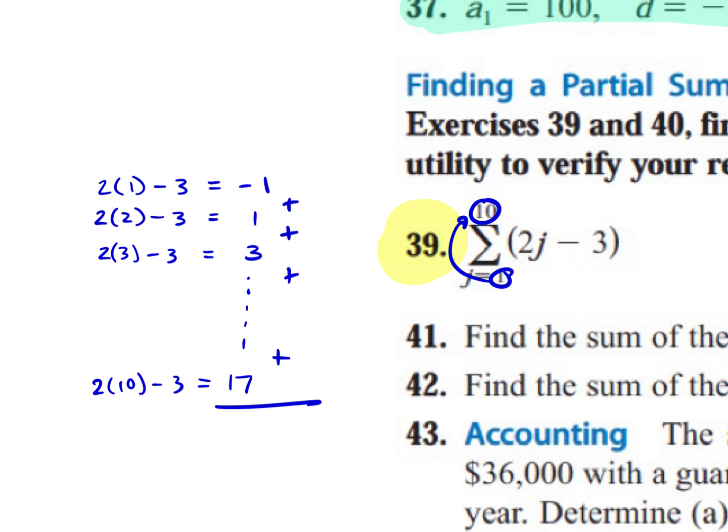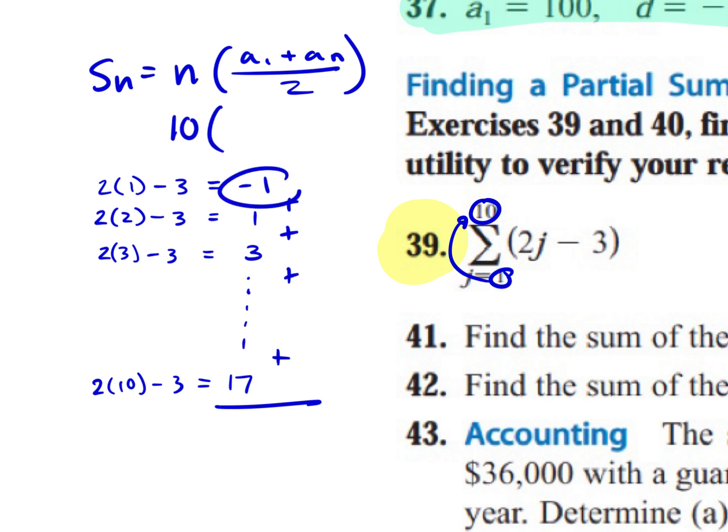The other way you could do it is plug it into the sum formula that we just did. S sub n is equal to n times a sub 1 plus a sub n over 2. So we have 10 terms. A sub 1 was negative 1. A sub n would be when we plug the last number in, which we did was 17, over 2. You'll get the same answer either way. So it's up to you how you want to solve. If you don't remember the formula, just plug in each one.